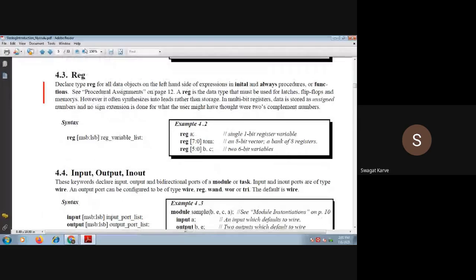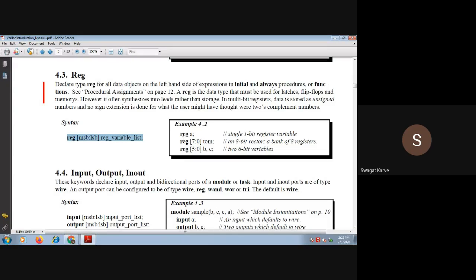The next data type is register, right? What will this register do? Declare type register for all data objects on the left hand side of the expression in initial and always procedure or function. That means register has to be declared at the left hand side of the equation. For example, you have to start with the keyword register, then MSB, LSB, then register variable list. In this way you can use this register data type.